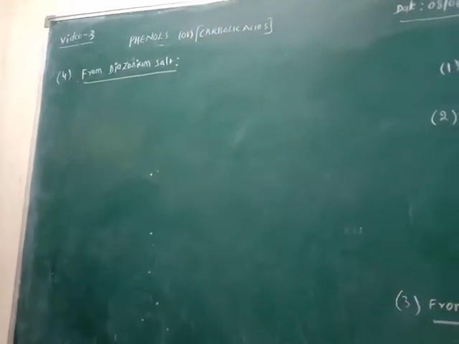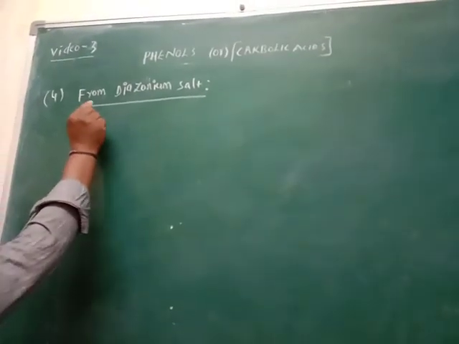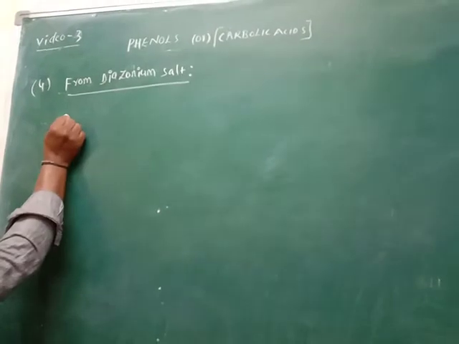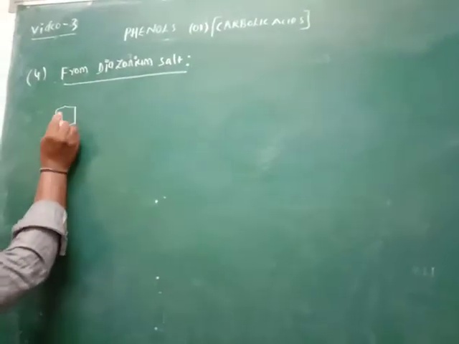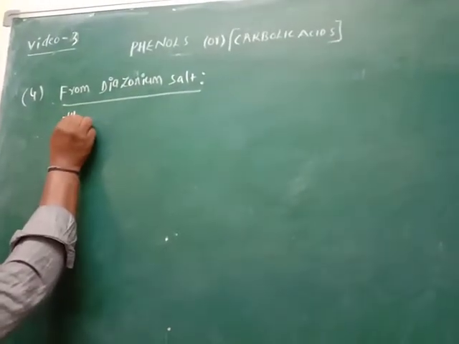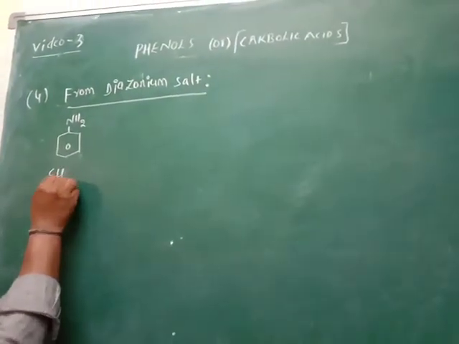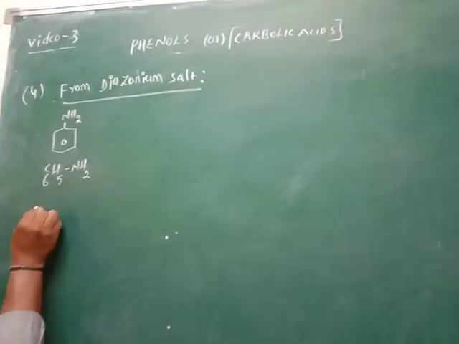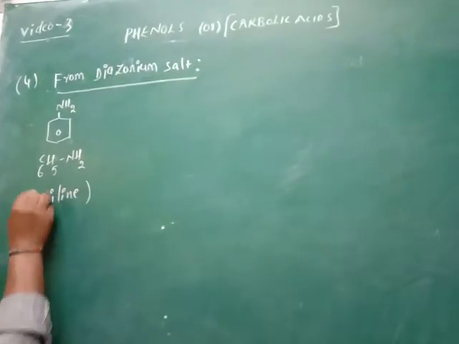So the next method of the preparation of phenols: phenols are prepared from diazonium salt. In this process, first of all, let us consider aniline. Aniline is benzene with an NH2 group, C6H5NH2. It is the aniline.